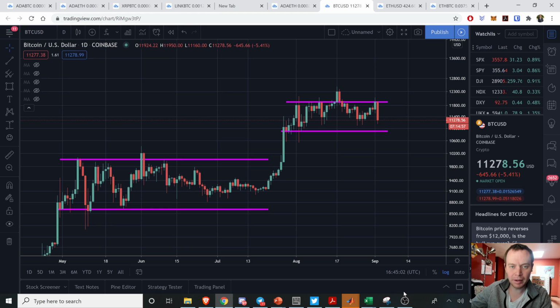Today we're going to talk about Bitcoin. We're going to be looking at the move it's in. It has retraced about 5% from its local top here.